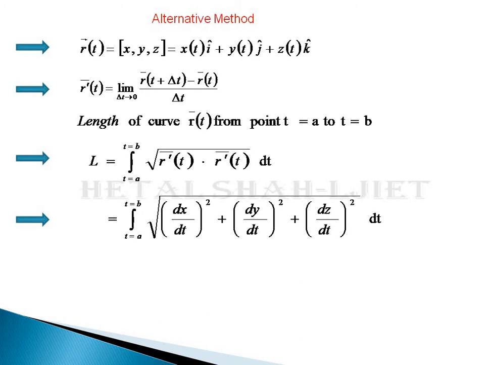What is your dot product? Here you know that this is your position vector. The derivative of your position vector is nothing but dx by dt i cap plus dy by dt j cap plus dz by dt k cap, and the dot product of this derivative is dx by dt whole square plus dy by dt whole square plus dz by dt whole square.